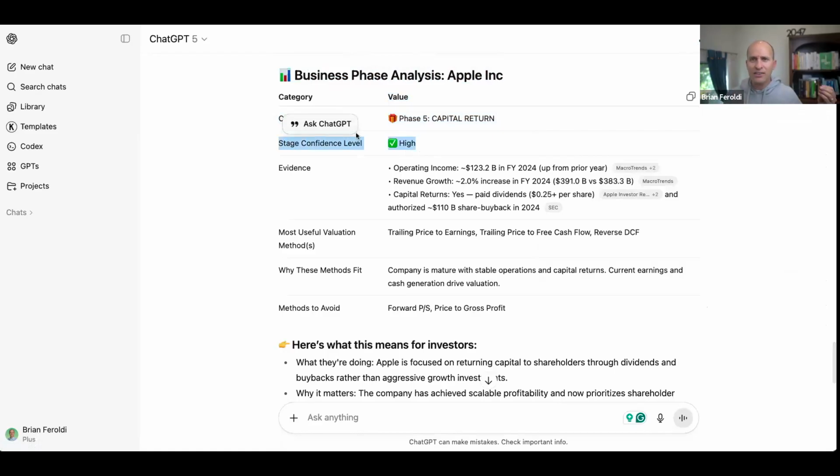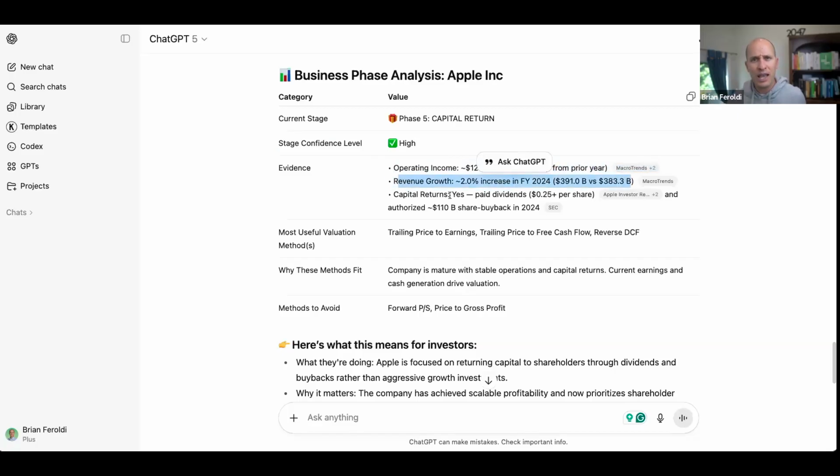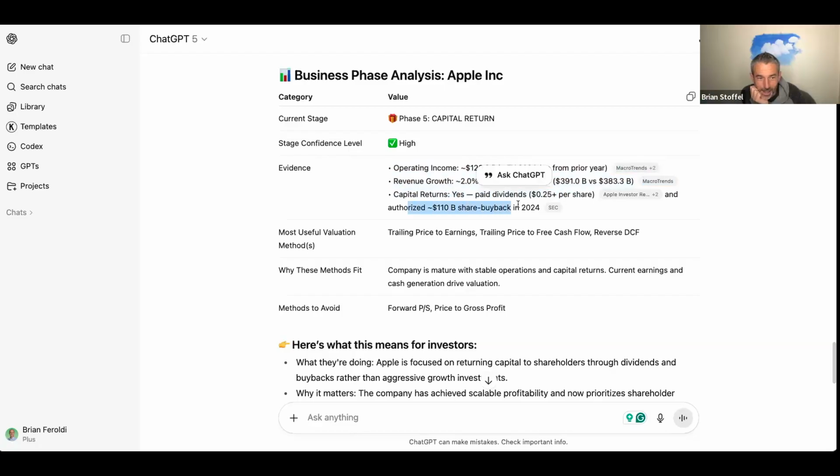And it says it's highly confident in that. Now, where does that confidence come from? Operating income was 132 billion, so that's a positive figure, and it's up. Yep. Revenue grew 2% year over year to 390 billion. And is the company returning capital? Yes, it's not only paying a dividend, and it has 100. Look at the size of that buyback.